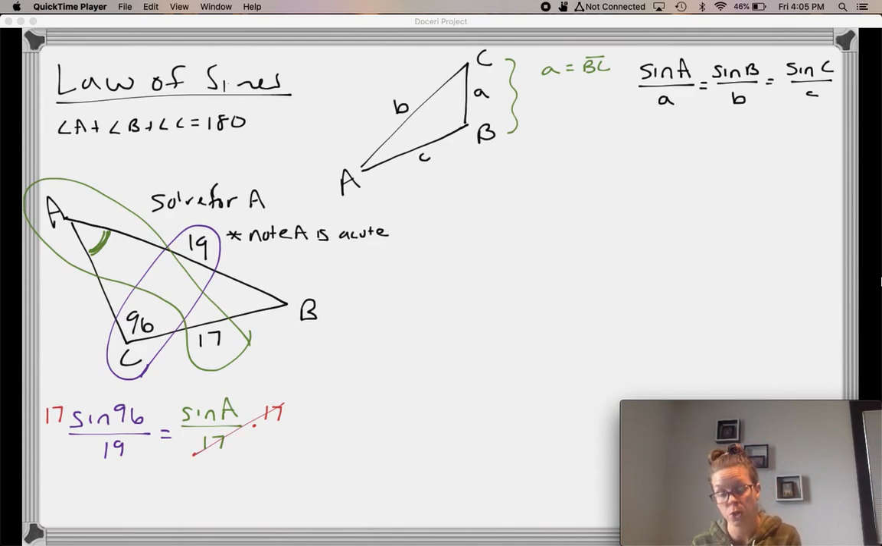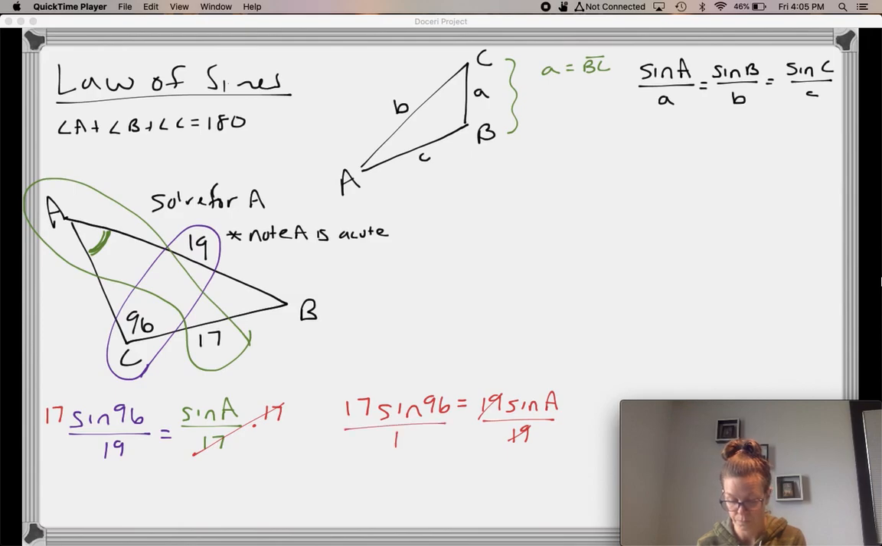Okay, if you chose to cross multiply on this, what would happen is you're going to get 17 sine 96 equals 19 sine A, and then you would have to divide by 19, and you end up right where I already am on the other one. So it takes one extra step. So a little bit faster to just multiply by the 17, but not much, just saves one step.